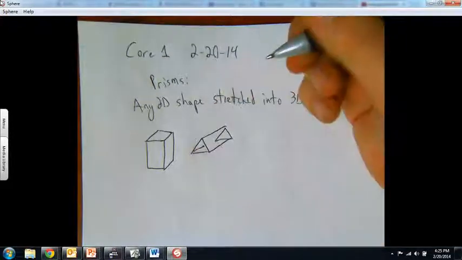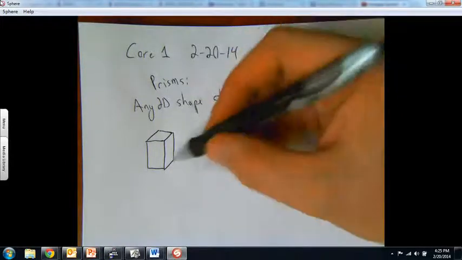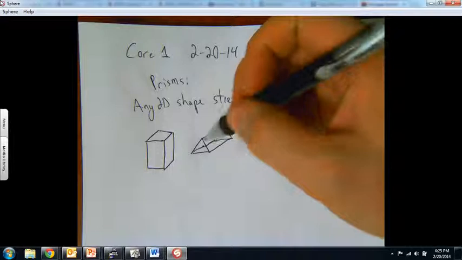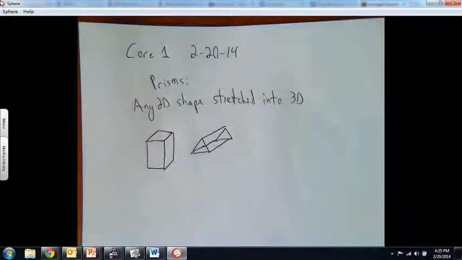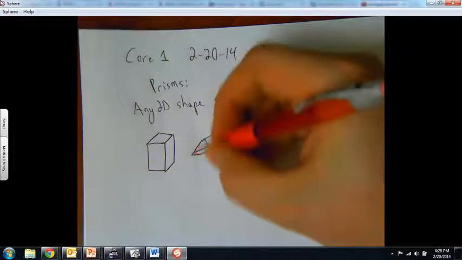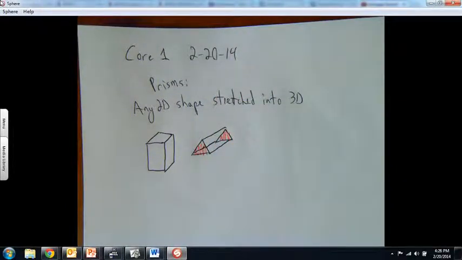And stretch the triangle into 3 dimensions. Now the important part is that the front and the back, or the top and the bottom, or wherever it is, the main shape is the exact same on both ends. Exact same shape. Now we can do this with many shapes, okay?